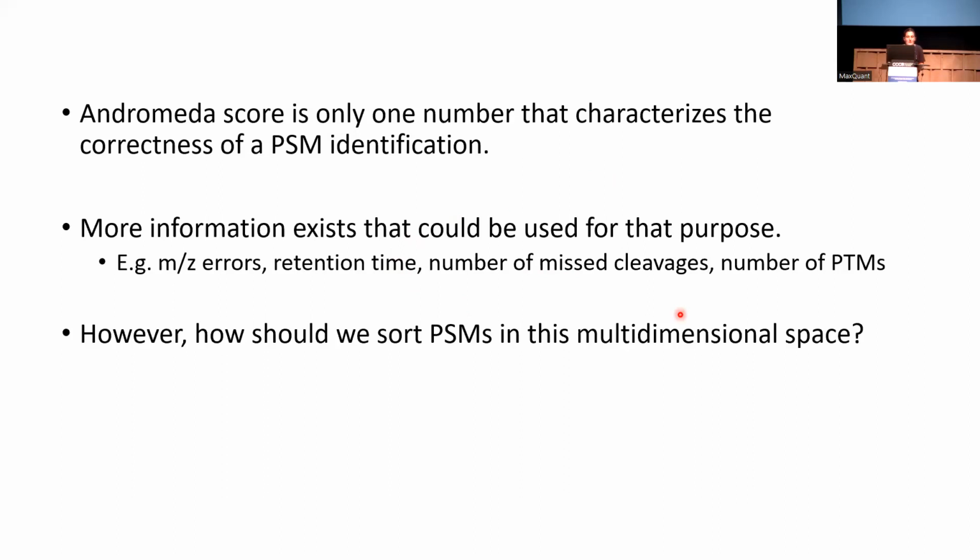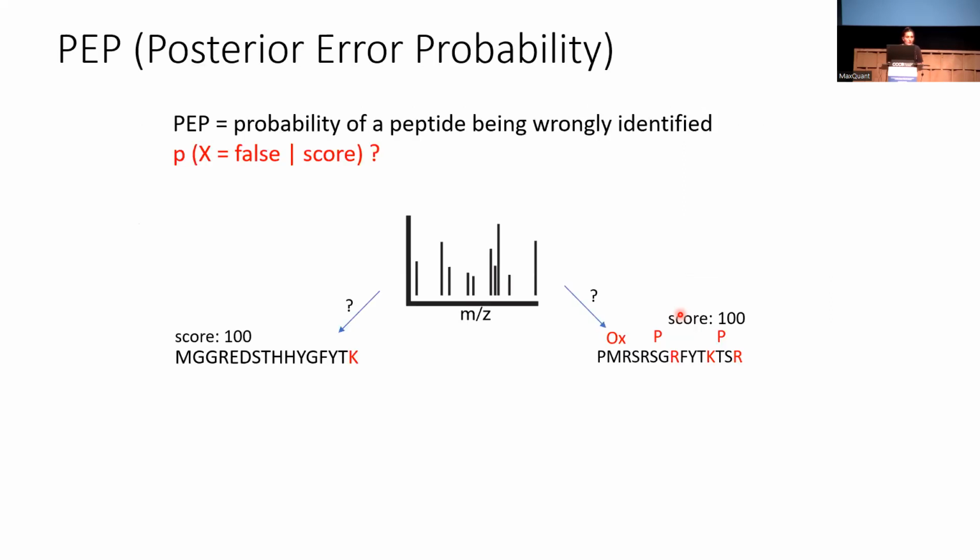How should we sort the PSMs in this multidimensional space? And when I say multidimensional, I mean the space that has as features the Andromeda score and all the other features that I want to use, the retention time, the number of miscleavages, and so on and so forth. So how are we doing it? We're doing it with this PEP score, which is the probability of a peptide being wrongly identified. So this is a conditional probability. And the really good thing about it is that you can use a lot of different features.